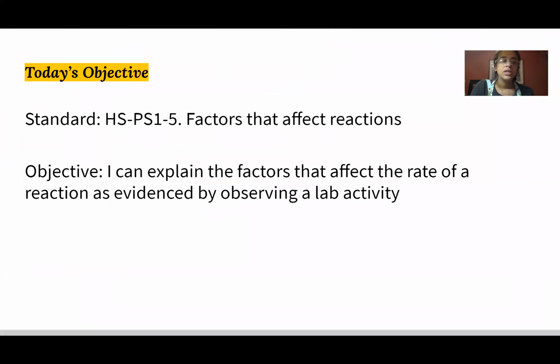So today we are again looking at the standard, the factors that affect reaction rates. And our objective for today is: I can explain the factors that affect the rate of reaction as evidenced by observing a lab activity. So that gives you a clue as to why I look so rad right now.